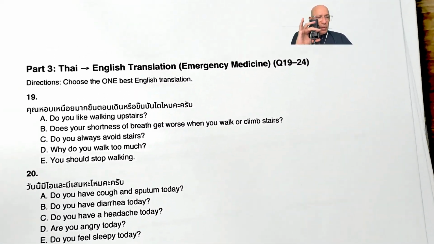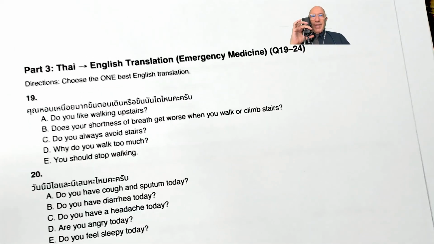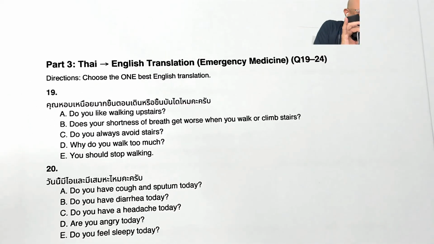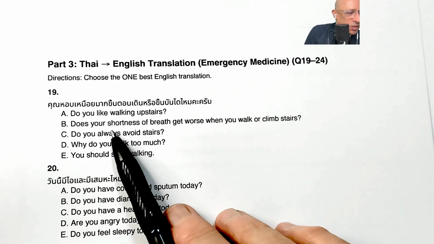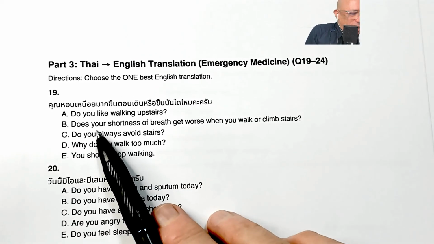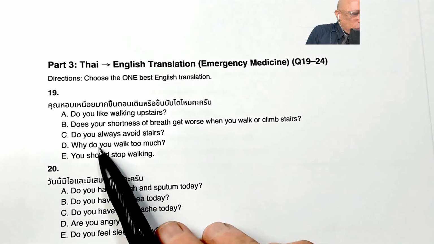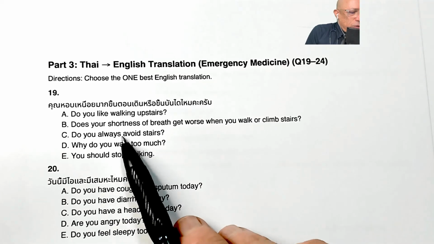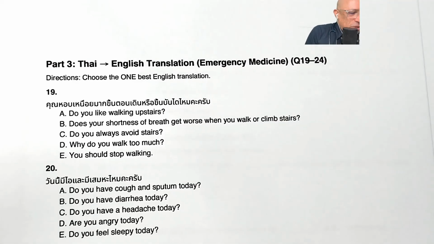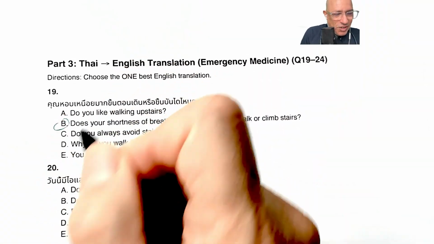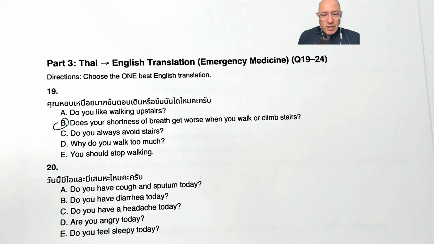Let's just take a look at a few examples. 19, and I'm not going to read the Thai. I don't claim to be good at reading Thai. I could work through it, but I'm not going to do that right now. A, do you like walking upstairs? B, does your shortness of breath get worse when you walk or climb stairs? Do you always avoid stairs? Why do you walk too much? You should stop. Okay. The obvious answer here, 19, is B.